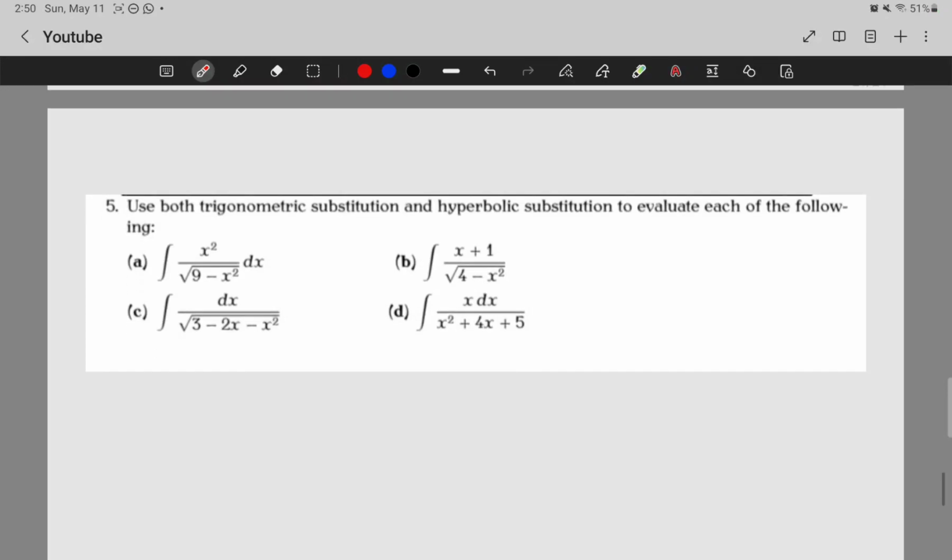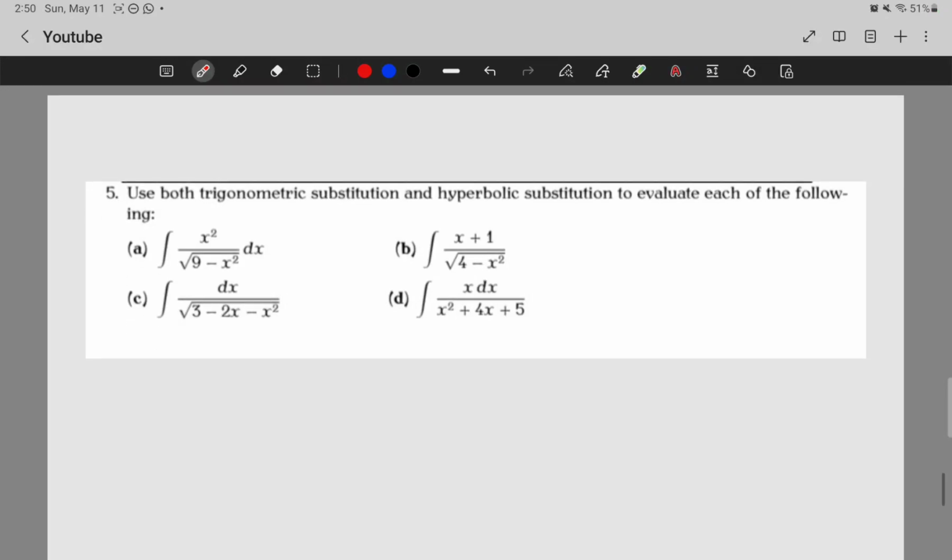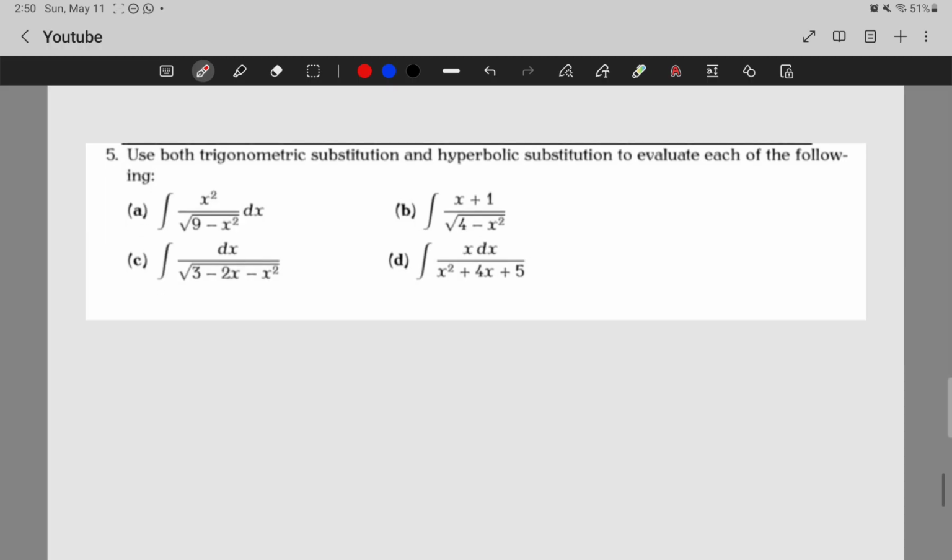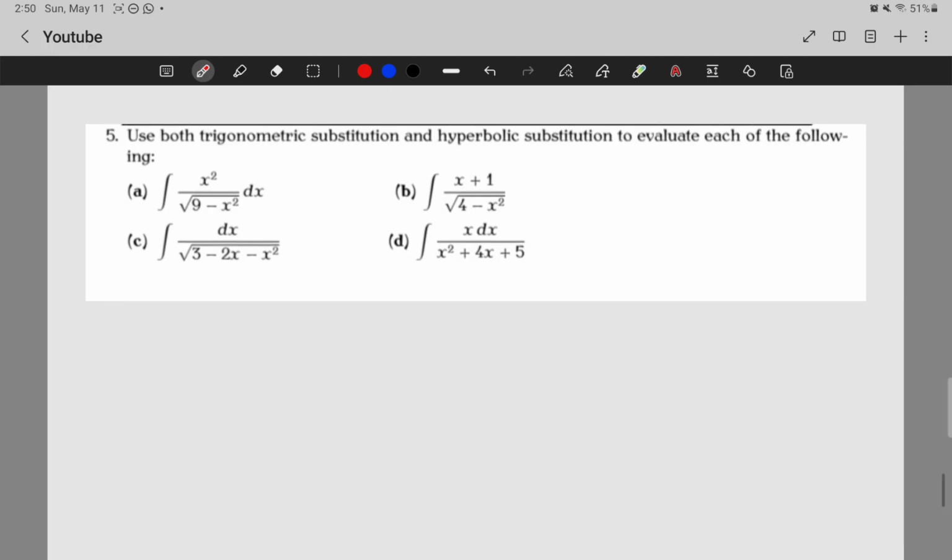Hi all. We now look at integrals that require you to first complete the square before you can perform any substitution and further on integrate. Let's look at C and D. The first one we'll look at is going to be C.